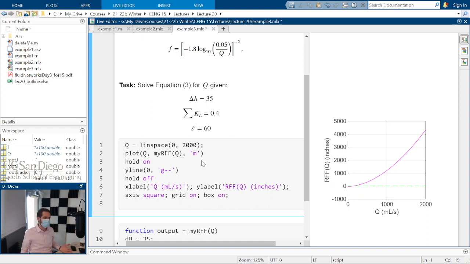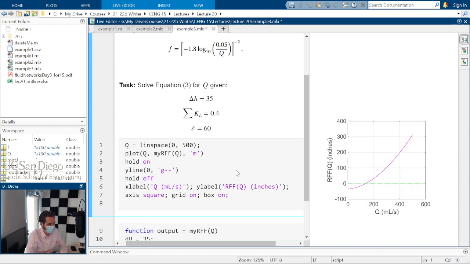2,000, by the way, would be 2,000 milliliters a second, which is 2 liters per second, which is like filling up one of those big tubs of water. If you say 1,000, you just filled up a whole tub of water. That's a pretty high flow rate for something that we would be doing in a lab. Try 500. 500 is not bad. That's good enough that we can see it.